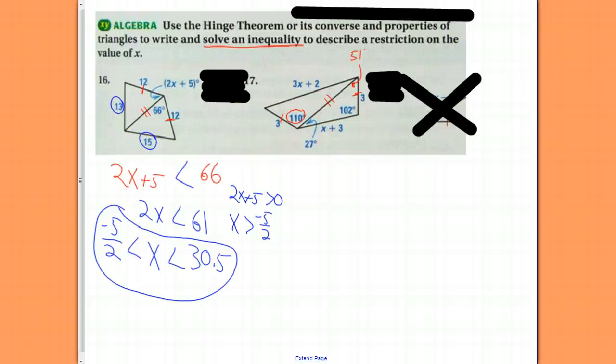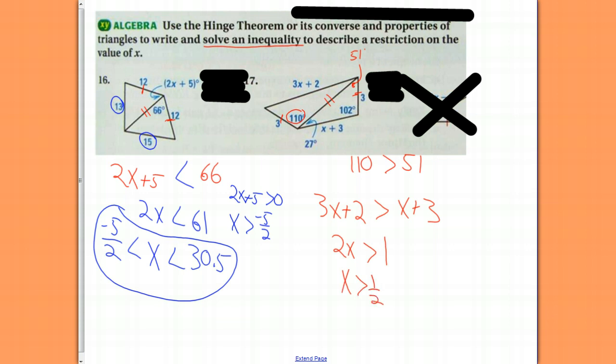Yeah, good. So now, to figure out the values of x, we have our angles. We know 110 is more than 51 degrees, and so for those third sides, the 3x plus 2, the side across from the 110 degree angle, will be more than the x plus 3, the side across from the 51 degree angle. And so now we can solve for x. Subtract x from both sides, it gives us 2x. Subtract 2 from both sides, that's a 1. That means x has to be more than 1/2.